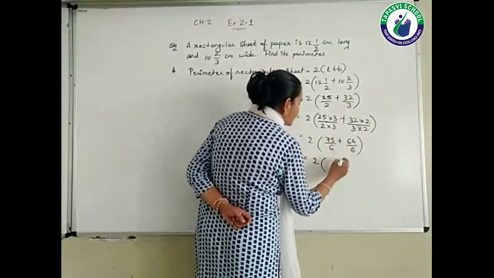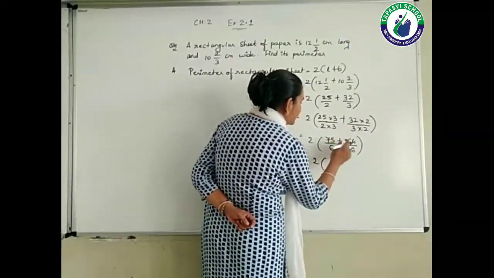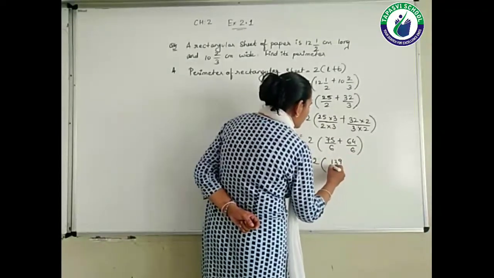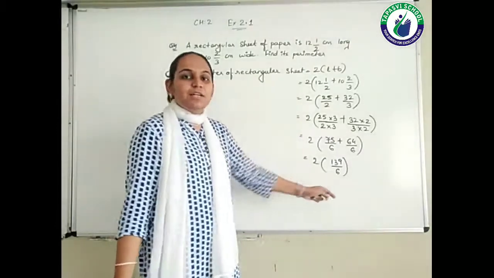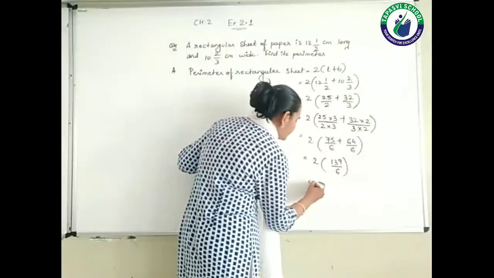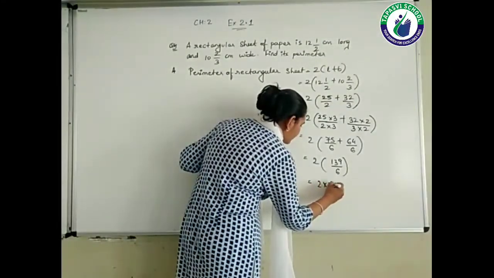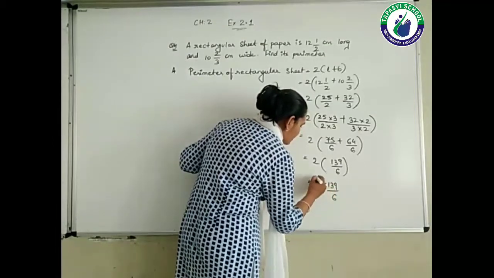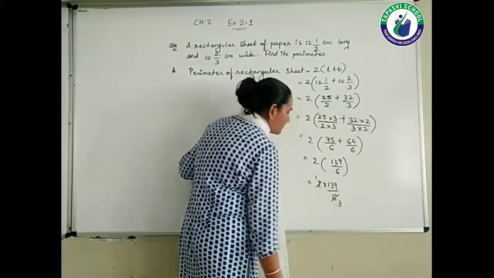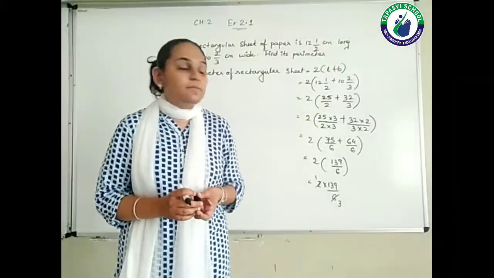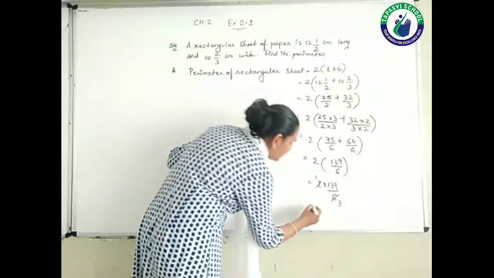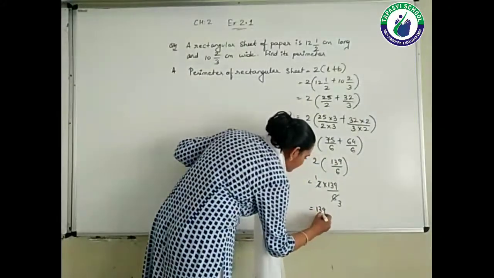So 75 plus 64, that is 5 plus 4, 9, and 7 plus 6, that is 13. Okay, now let's see this multiplication process. 2 1s are and 2 3s are, right? Okay, now what is remaining, students? 139 upon 3. So we cannot divide it.